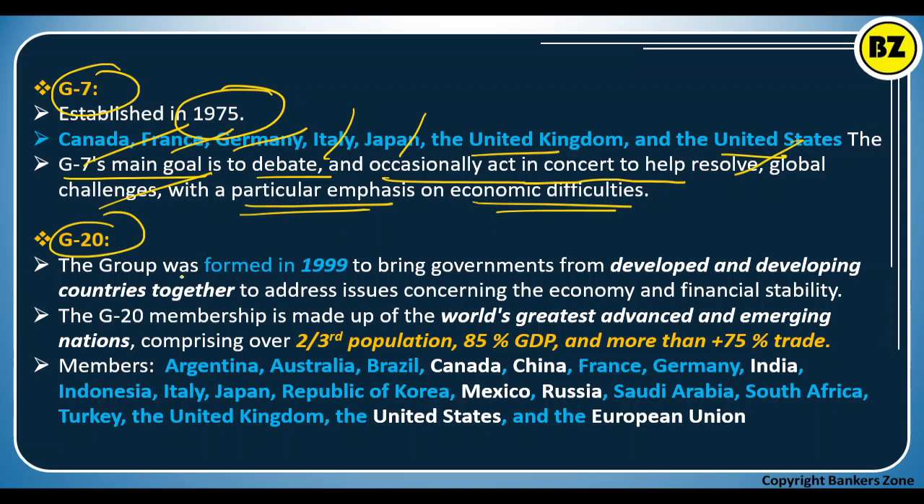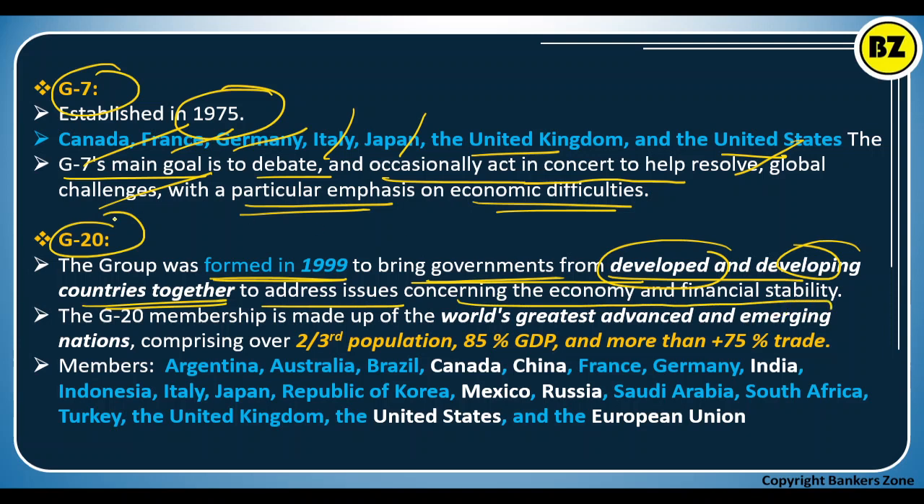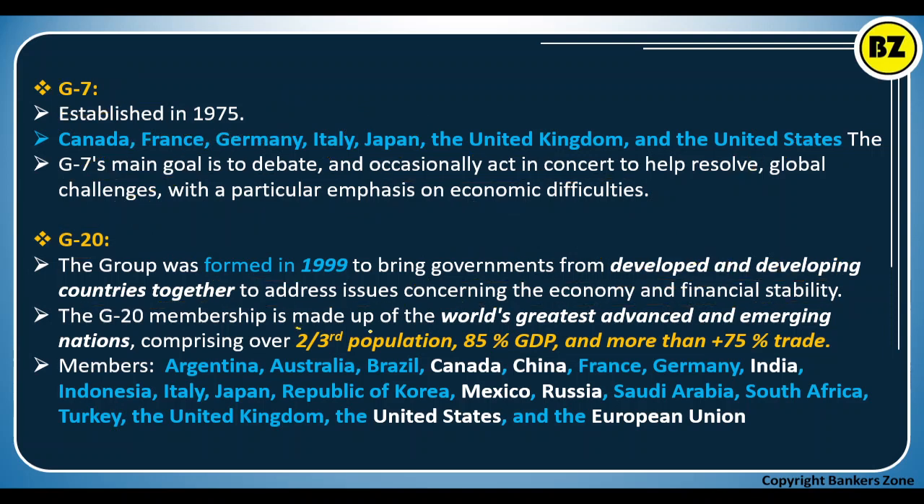G20 is a group of member nations formed in 1999 to bring governments from developed and developing countries together to address issues concerning the economy and financial stability. So G20 consists of developed as well as developing countries. G20 membership is made up of the world's greatest advanced and emerging nations.